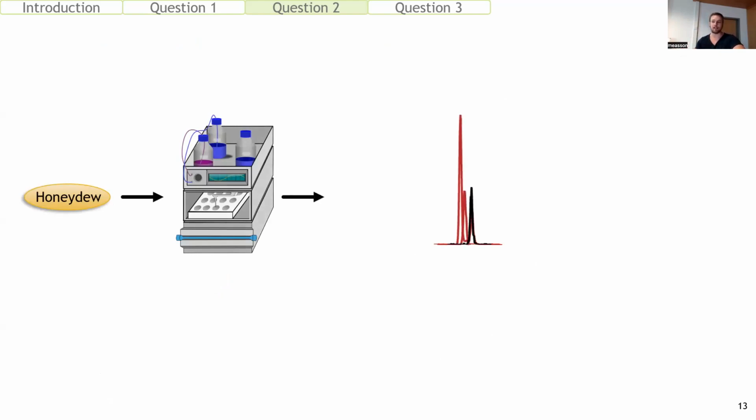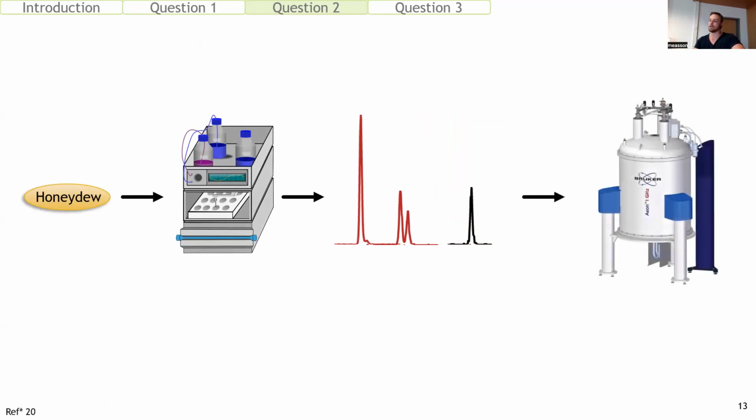method and column that can actually separate these compounds. It doesn't look as pretty as I'm showing it here, but a method that could separate these guys. And then we also decided to analyze them via NMR so we could get their structures. This workflow that I'm showing you here is really simplistic in its nature, but this part of it is really important and extremely difficult because the amount of honeydew that we can actually get from these insects is extremely small.